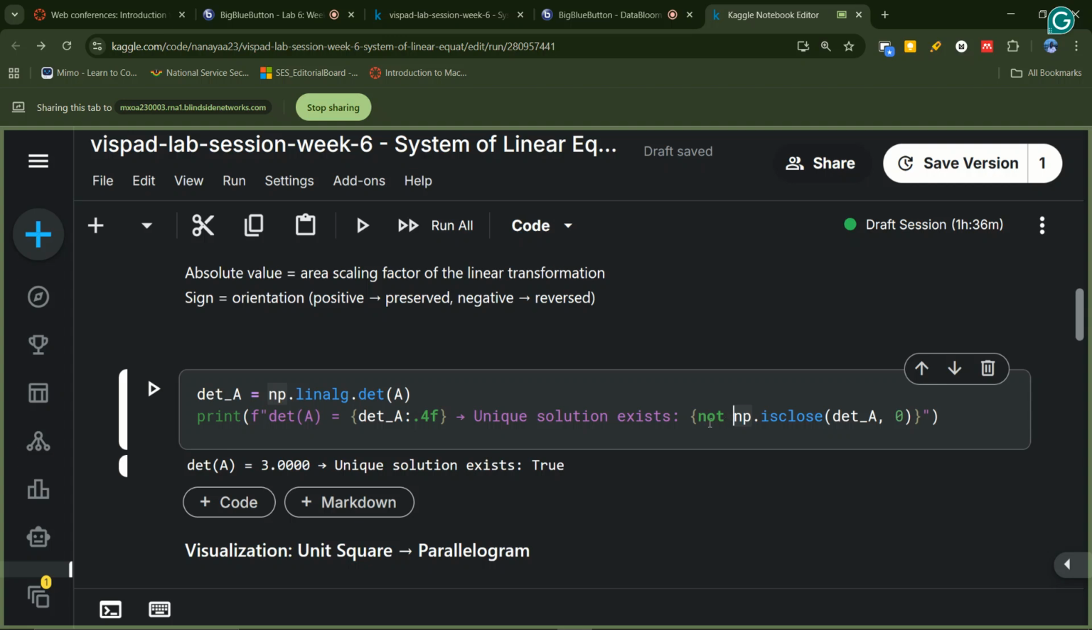But because we've placed not over here, it does the opposite. So what I was trying to say was we got True because the determinant was not 0, and truly there is a unique solution. If it was False, the determinant would have been 0, and hence no unique solution. Okay, that is it for this part.